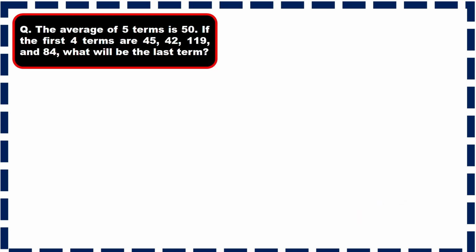The average of 5 terms is 50. If the first 4 terms are 45, 42, 119, and 84, what will be the last term? So the average of 5 terms, A, B, C, D, E, is 50, and the first 4 terms are given: first term is 45, second is 42, 119, 84. What is the last term?